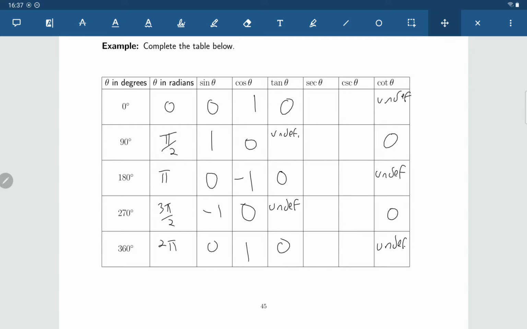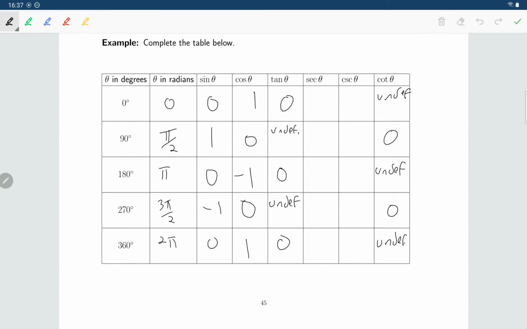And for secant and cosecant, I'm just going to use the fact that they're reciprocals of cosine and sine. So for secant, I'll look at that as the reciprocal of cosine. Secant of 0 is the reciprocal of 1. Secant of 90 is the reciprocal of 0. 1 over 0, that is undefined.